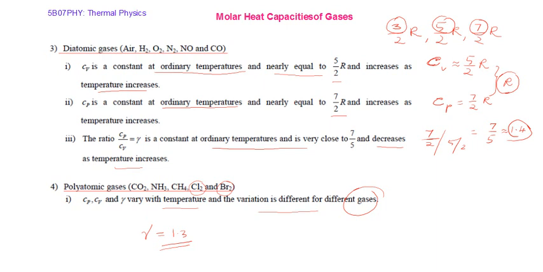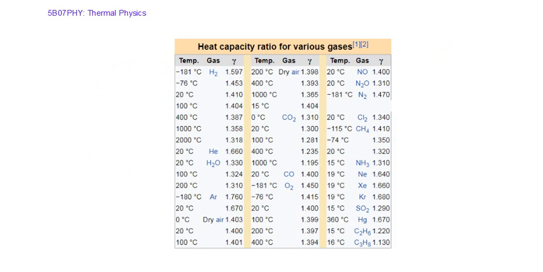Now let me end this session by showing you a table of the variation, which I have taken from Wikipedia. Such a data analysis will help you remember the data better. What is given here is the temperature, the gas sample, and its adiabatic index gamma.